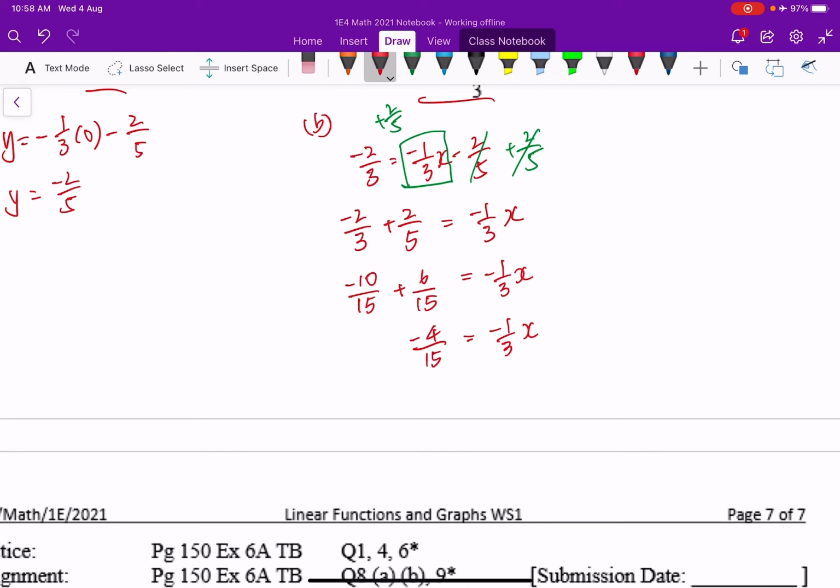So I want to find the answer here. What do I do? I divide both sides by negative 1 over 3, because this is negative 1 over 3 multiplied by x. So I divide by the entire thing. And this whole thing, you can just key into the calculator. Put the bracket, remember. And you will get that x is equals to 4 over 5. Okay, that will be all.